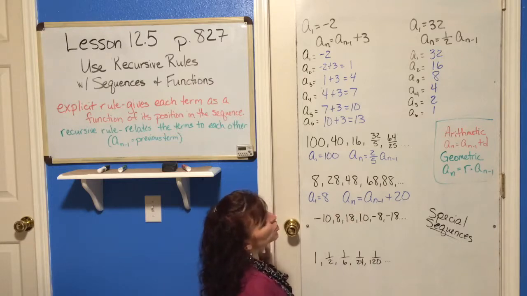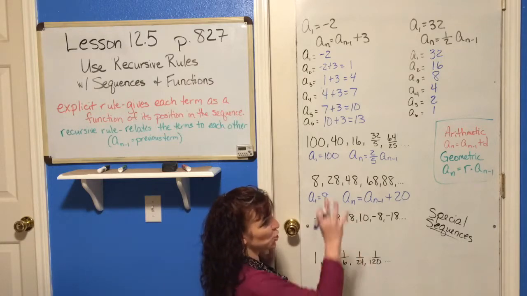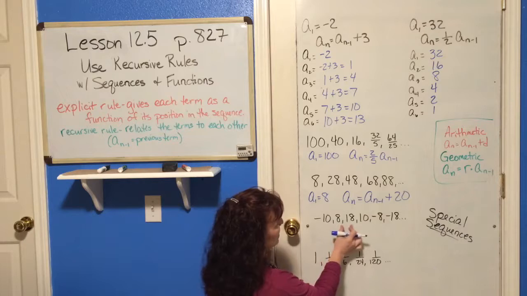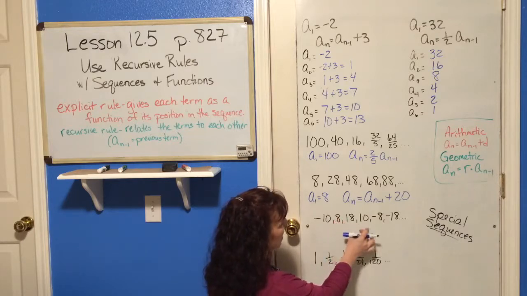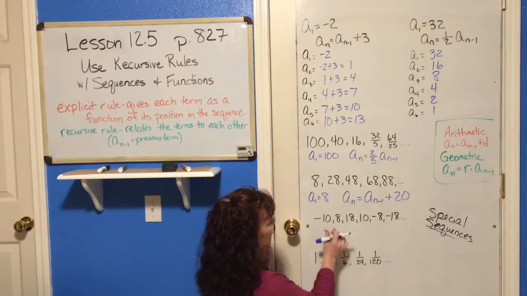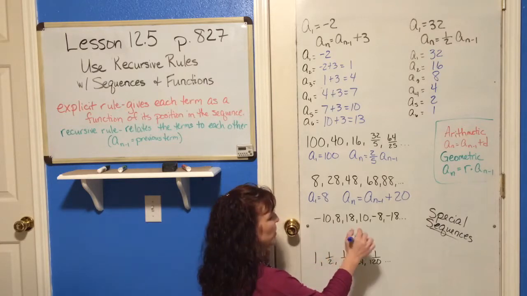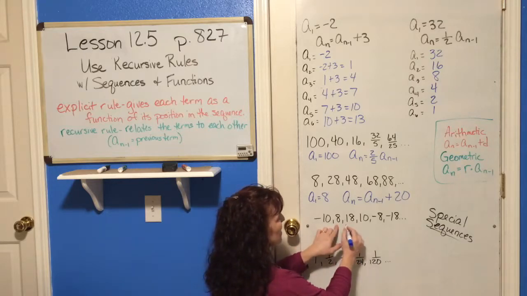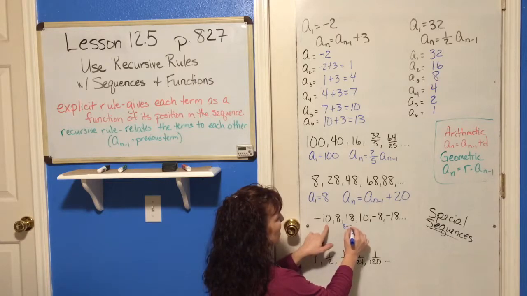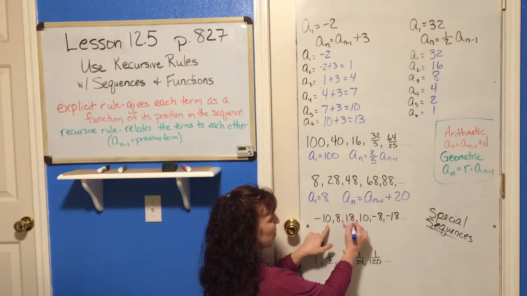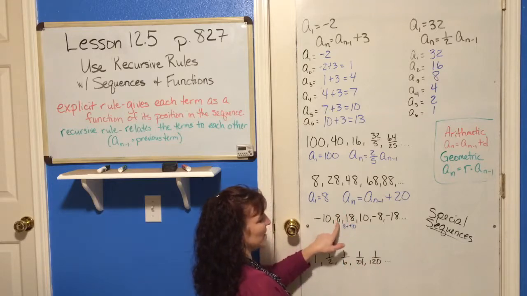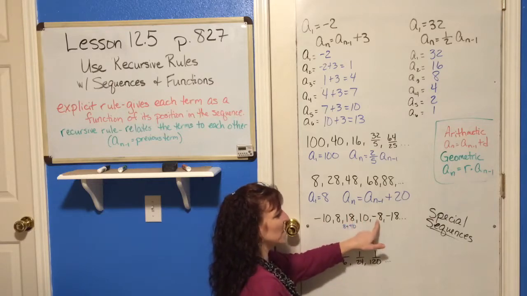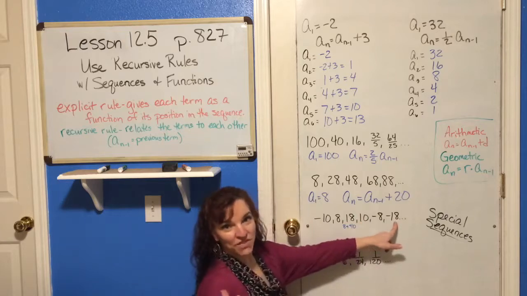All right, now the sequences don't always fit into one of those two categories. Sometimes we have special sequences where, like in this case, we're not multiplying by something and we're not adding the same thing. But if you look at this one, if we start out with -10 and then 8, if we take 8 minus the -10, we get 18. And if we take 18 minus 8, we get 10. And if we take 10 minus 18, we get -8. -8 minus 10 gives us -18. I think we found our sequence.